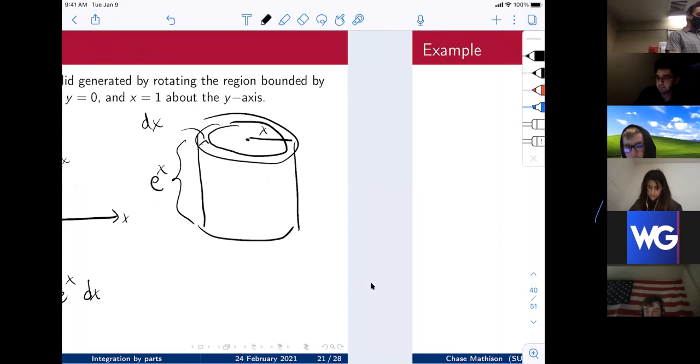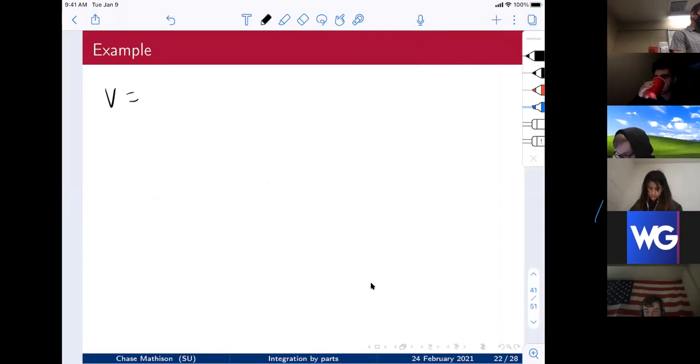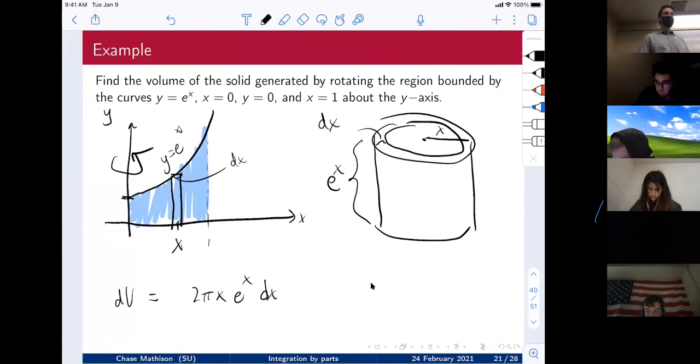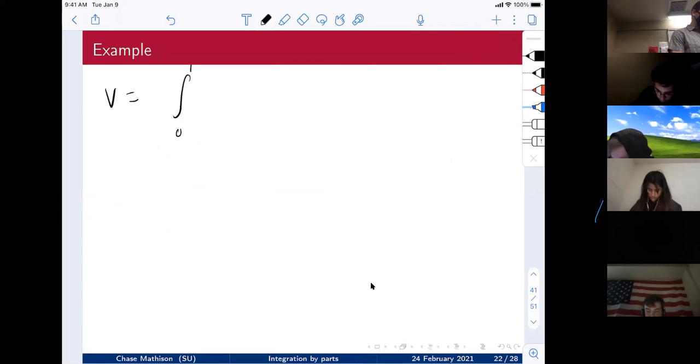So to find the whole volume of the shape, I'm going to take the integral from, well, what can x be between? 0 and 1. The integral from 0 to 1. I'm going to pull the 2 pi out in front because that's a constant. So 2 pi, and then x, e to the x, dx.